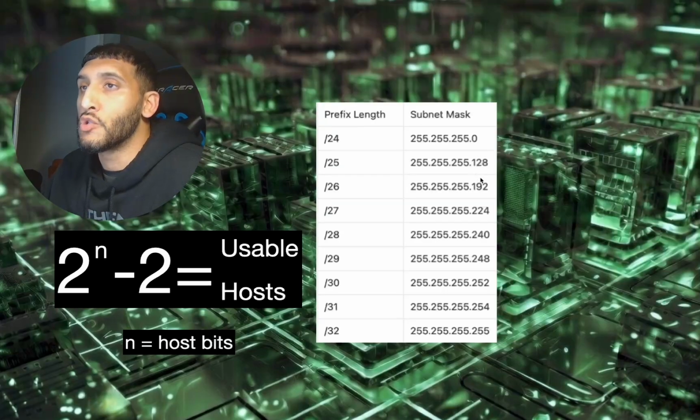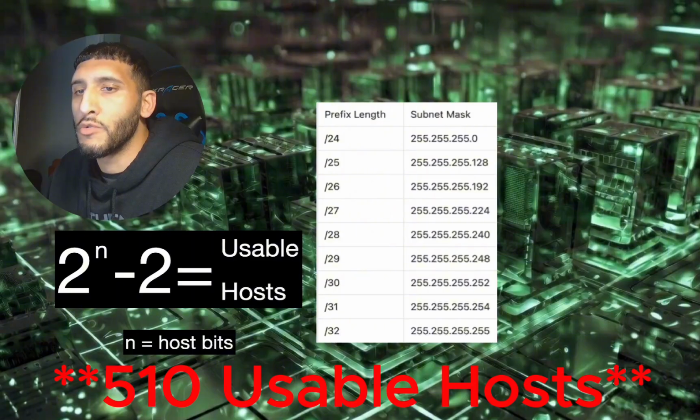Let's say you wanted to find the usable hosts for a /23. /23 isn't on this table, but you take 32 minus 23, you get 9. 2 to the power 9 is 512, minus 2 is 510, so you get 510 usable hosts. You can Google that for your own closure, but I'm pretty sure that's right.